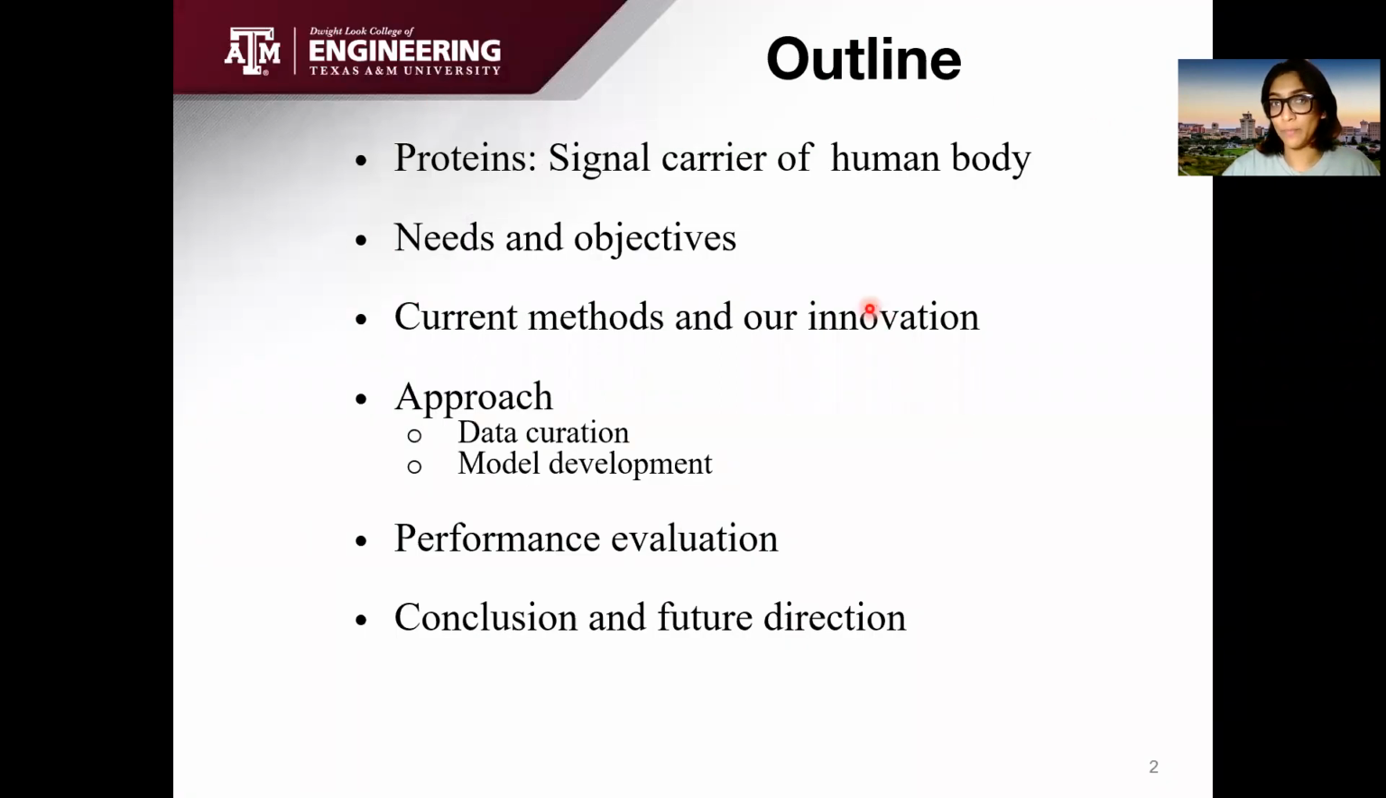This would be the outline of my project and my presentation. I would explain what proteins are and their relevance, the needs and objectives, current methods and our innovation, the approach we are taking, performance evaluation, and lastly, conclusion and future direction.